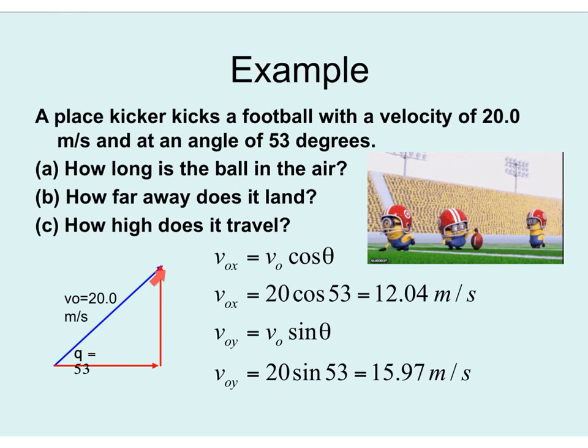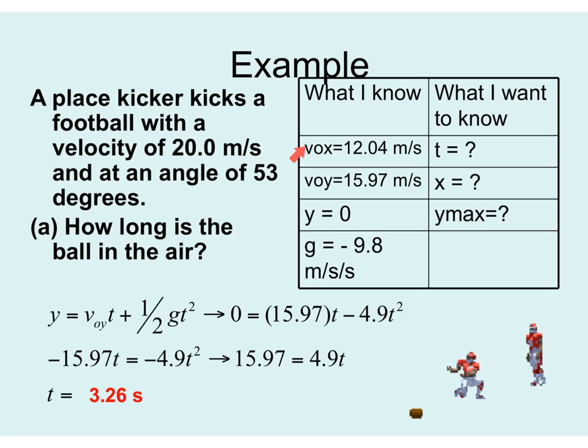We also need to come up with our vertical velocity. To get that, we would take our velocity times the sine of our angle, so 20 times sine of 53. We get this area right here as 15.97 meters per second. Now that we have these components, we can move on to solve part 1, how long is the ball in the air? Okay, so we placed our components in here that we got from our previous slide.